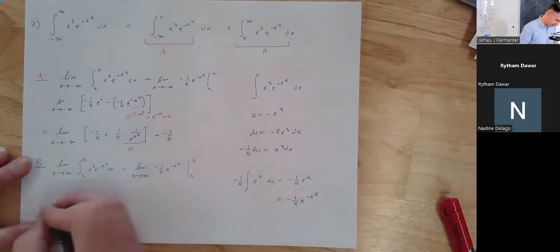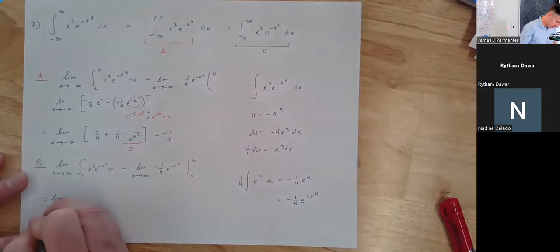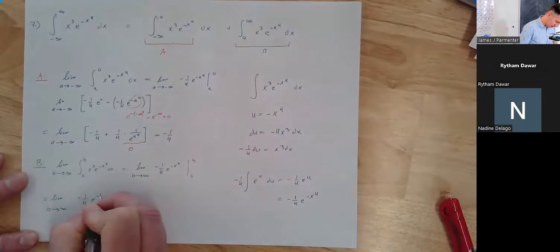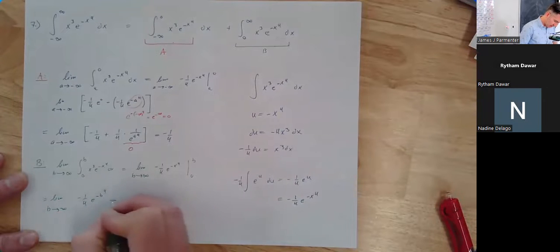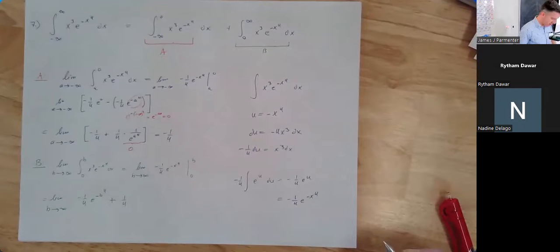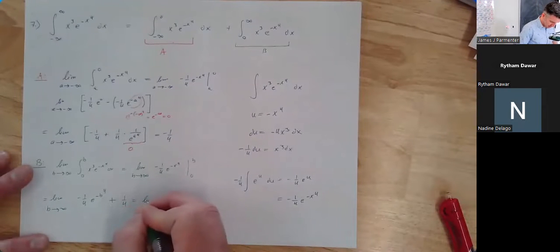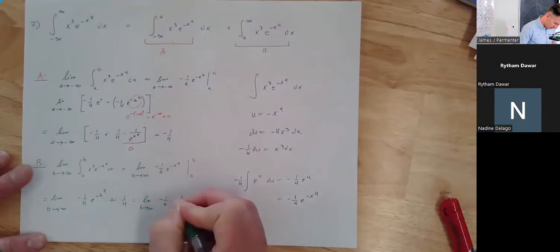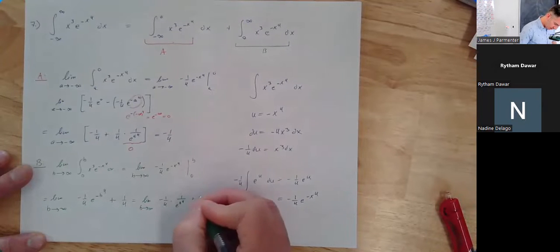And then we plug in our limits of integration and you get the limit as b goes to infinity of negative 1/4 e to the negative b to the fourth minus negative 1/4 e to the 0. And then if you're James, you rewrite it. You say, I've got negative 1/4 times 1 over e to the positive b to the fourth plus 1/4.